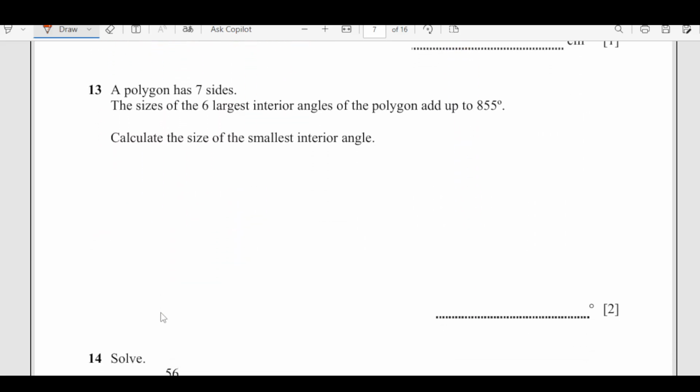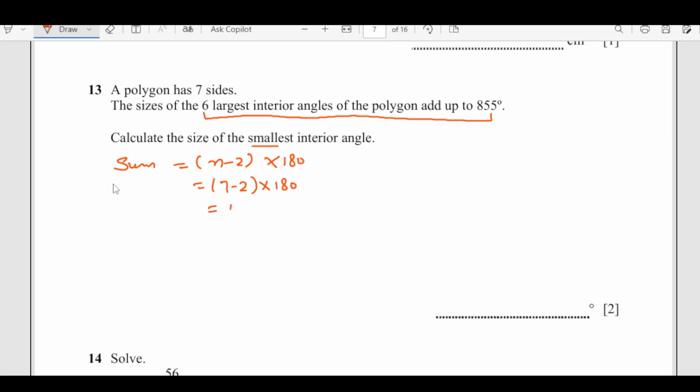Number 13, a polygon has 7 sides. The size of the 6 largest interior angles add up to 855. Calculate the smallest interior angle. As you know, the sum of the interior angles is n minus 2 times 180. We have 7 sides, so 7 minus 2 times 180. That is 5 times 180, which gives us 900, the sum of the angles.